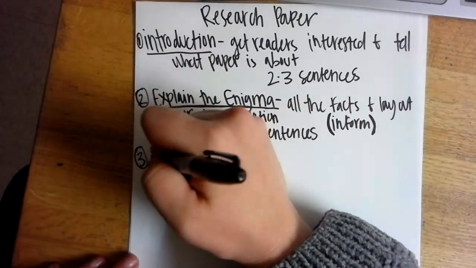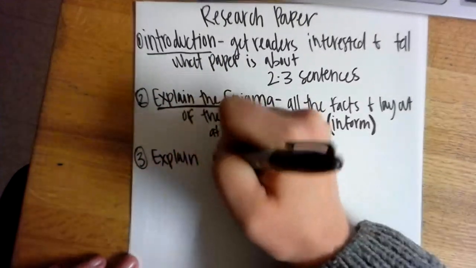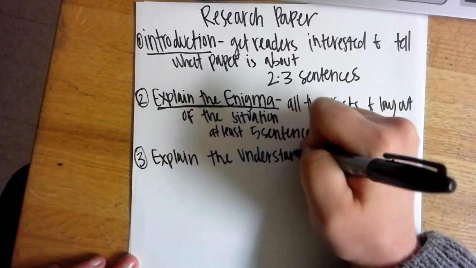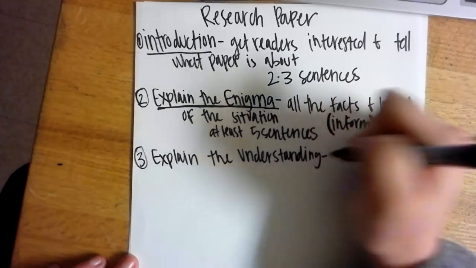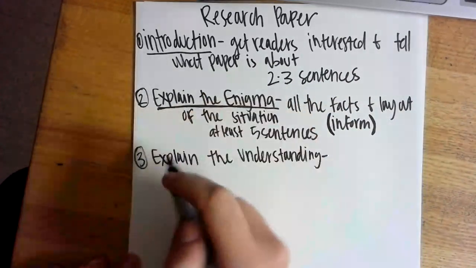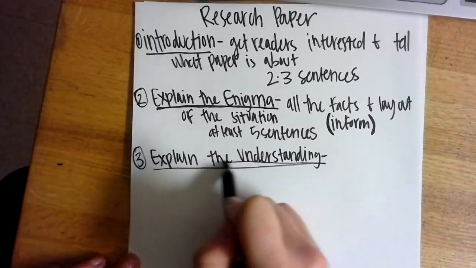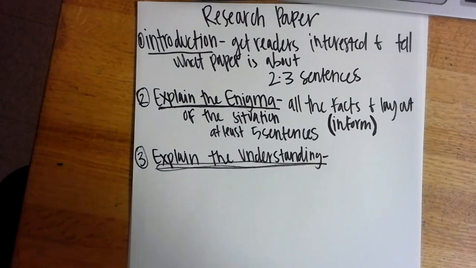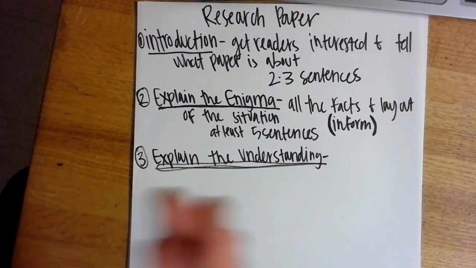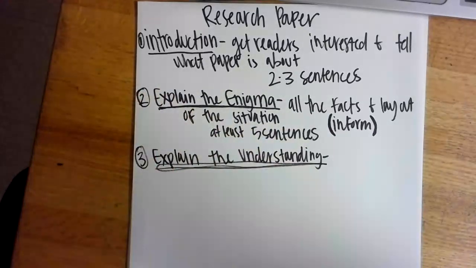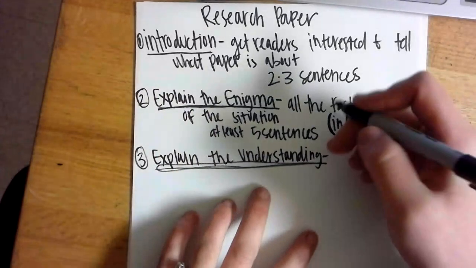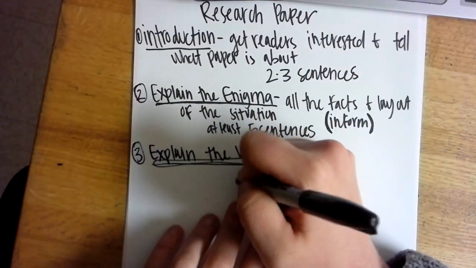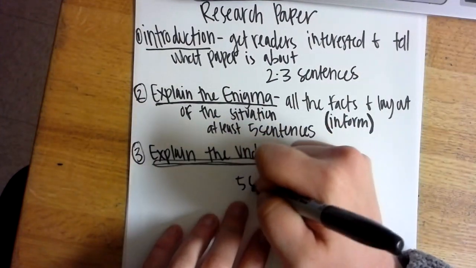You're going to explain the understanding here. So how did it start? What did people think in the beginning? And then you're going to explain what they thought maybe after a little bit of research, and then explain what people think now. So kind of like the process of how that unfolds. Okay. This also needs to be around 5 sentences.